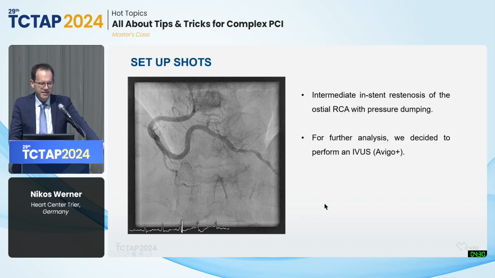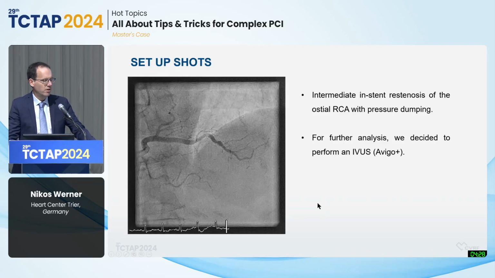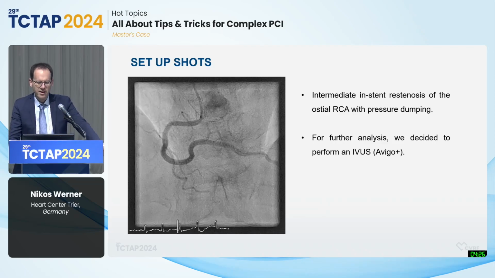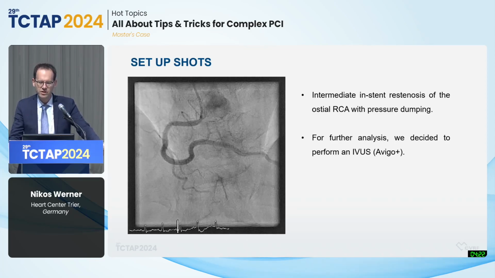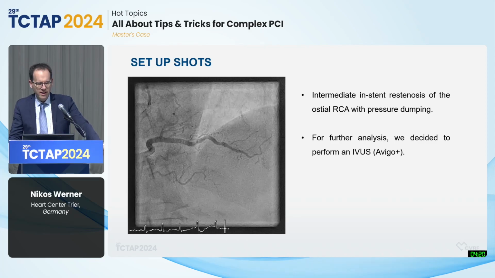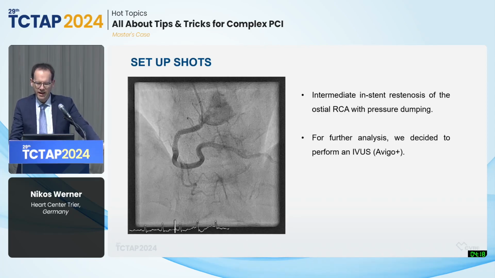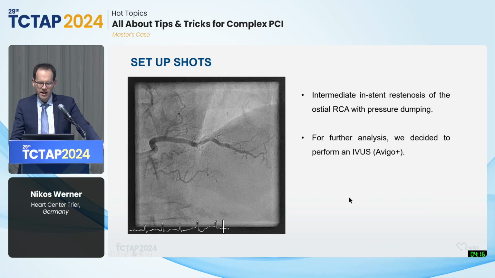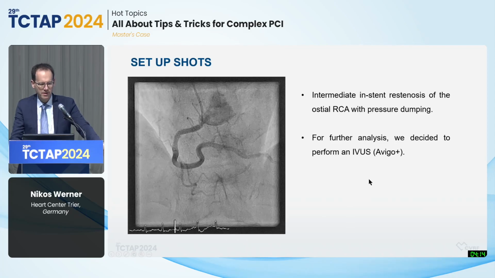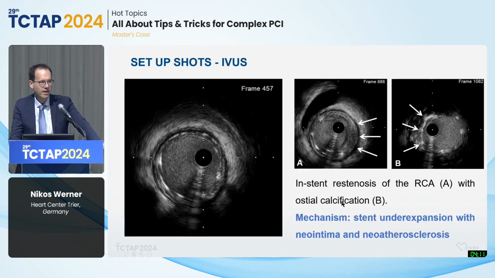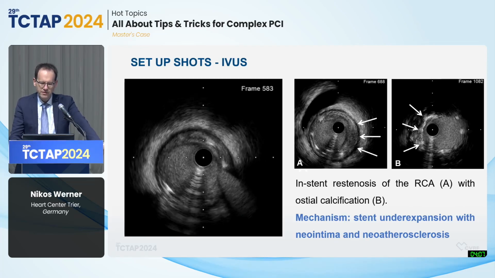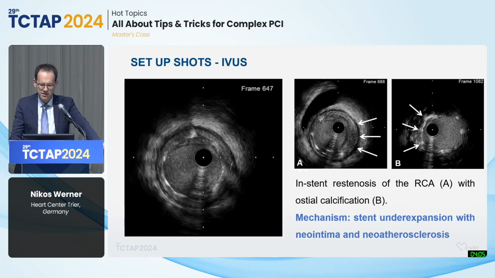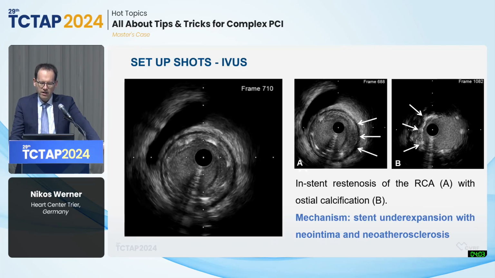So these are the setup shots. Looks like a quite unspectacular case. You see an intermediate in-stent restenosis of the ostial RCA. We had pressure damping, and then we did an IVUS analysis with the Vigo Plus. This is seen here. You can appreciate that we have some in-stent restenosis of the ostial RCA and also some ostial calcifications.